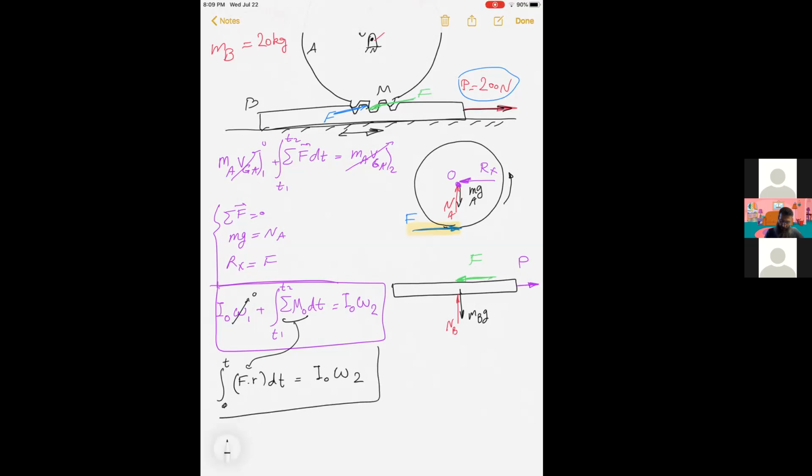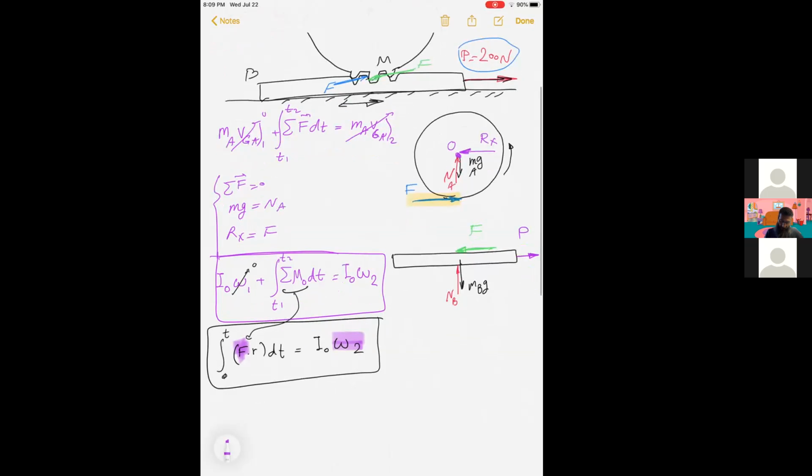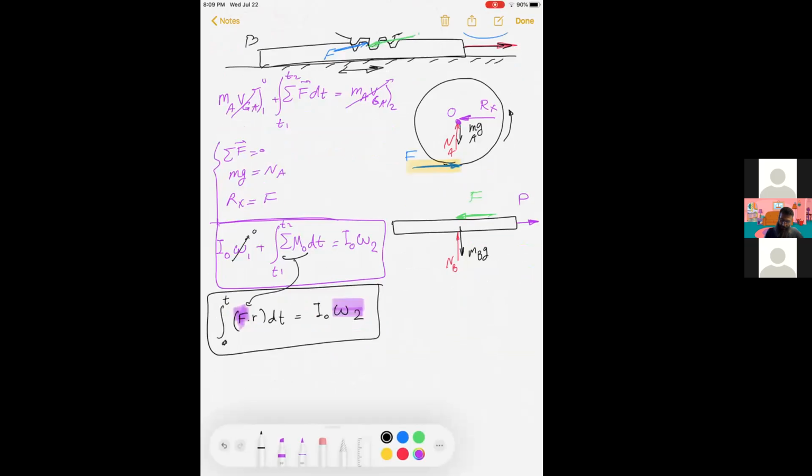How many unknowns do I have in this equation? I do not know omega 2. This is what I'm looking for. I also do not know F. So I have one equation, two unknowns. I cannot finish it. Now it's time to look at the rack.